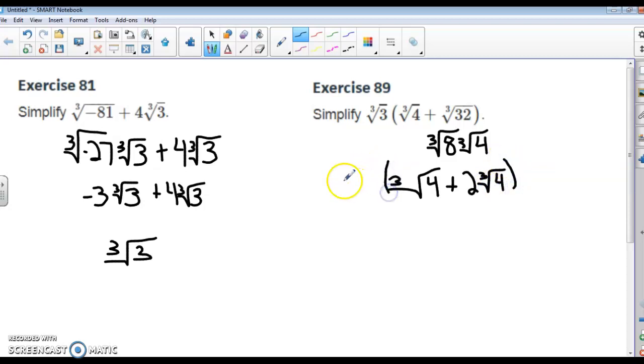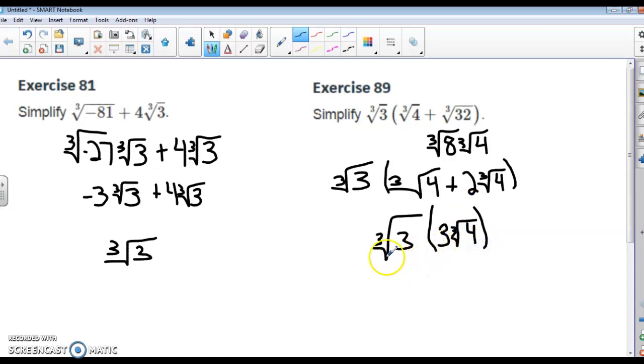And that's inside parentheses, and then we have the cube root of 3 on the outside. So I have the cube root of 3 times 1 cube root of 4 plus 2 cube root of 4. So I have the cube root of 3 times 3 cube root of 4, which gives me 3 cube root of 12. Twelve doesn't have any perfect cube factors, so that is my final answer, 3 cube root of 12.